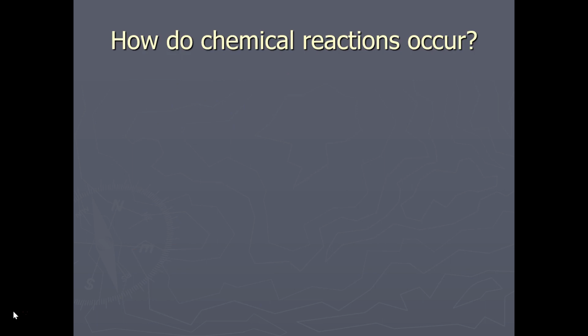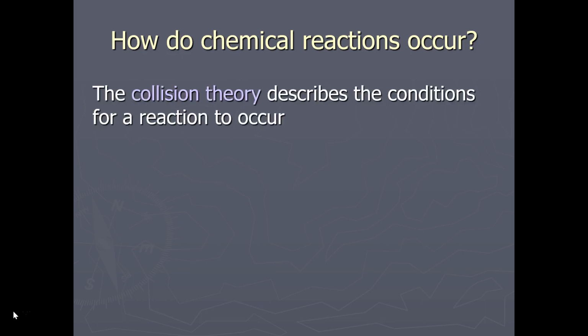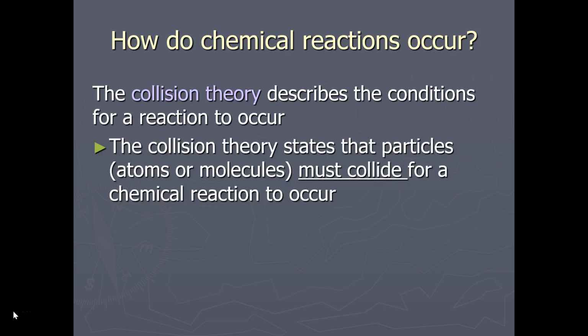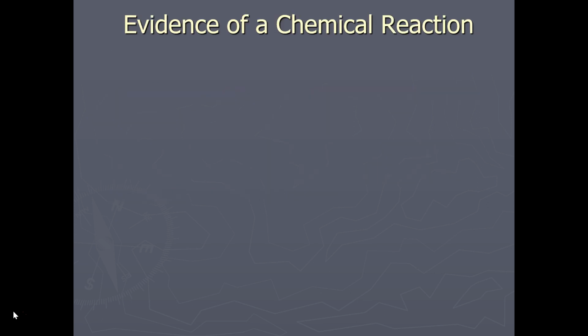So how do chemical reactions occur? Collision theory describes the conditions for reactions to occur, and it states that particles, atoms or molecules, must collide in order for a chemical reaction to occur, that these collisions are what cause chemical reactions to happen.